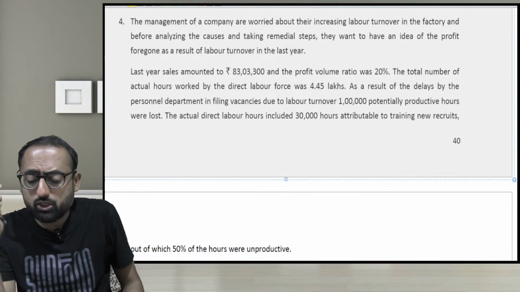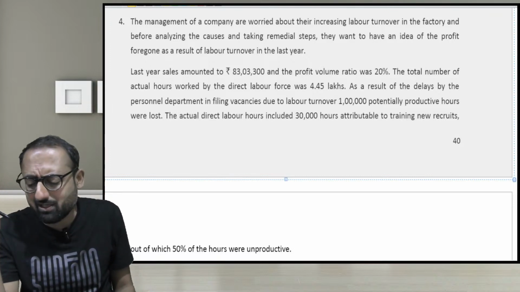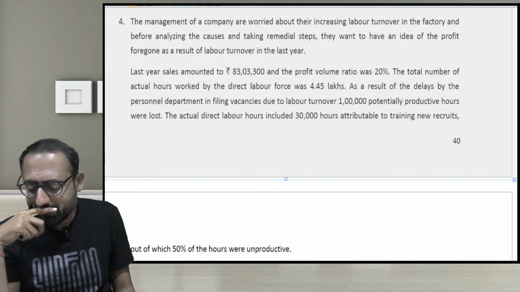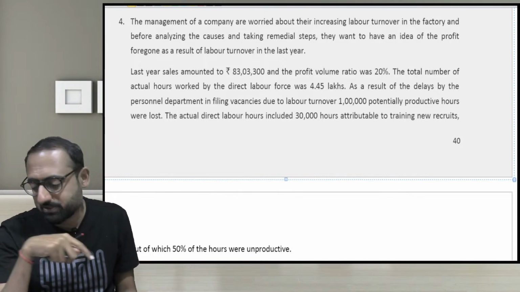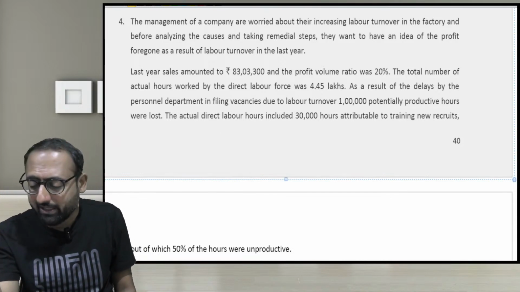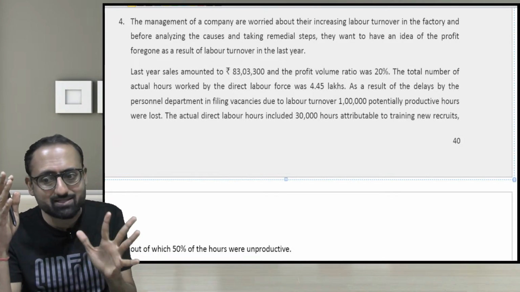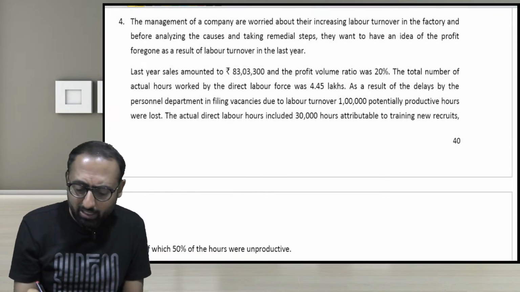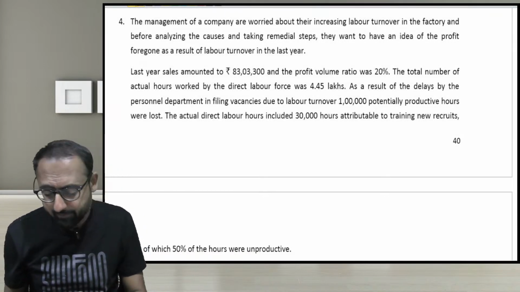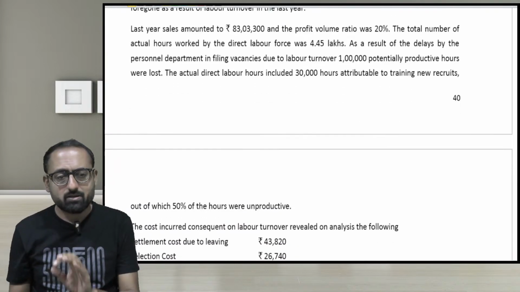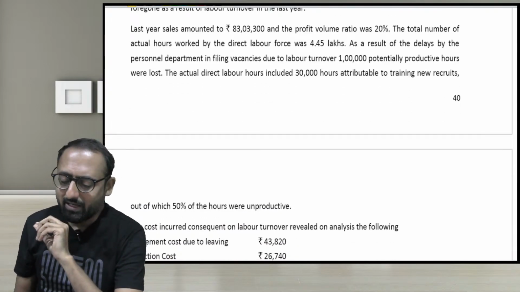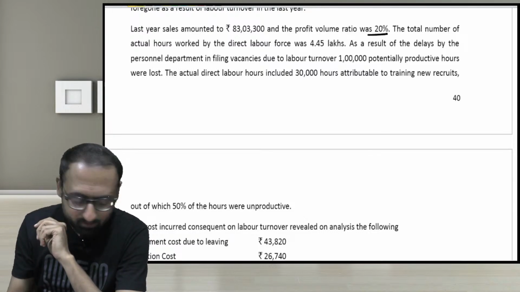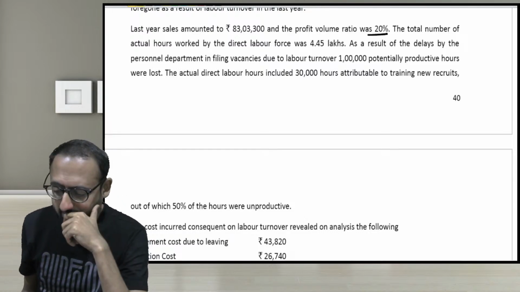Management of the company is worried about their increasing labor turnover in the factory, and before analyzing the causes and taking remedial steps, they want to have an idea of the profit forgone last year as a result of labor turnover. As I already told you, mark this question important. Last year, sale was 83,03,300 and the PV ratio was 20%.